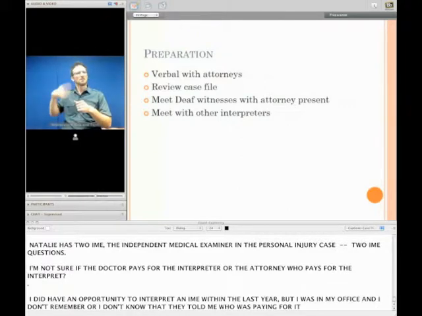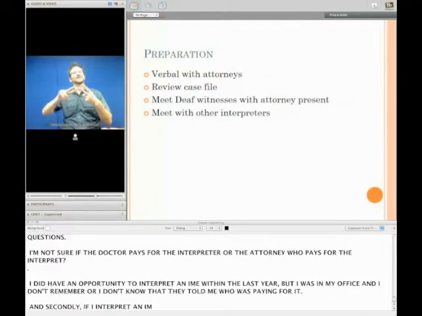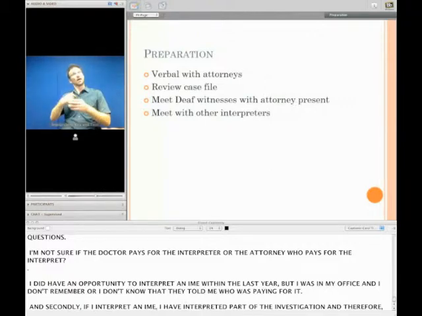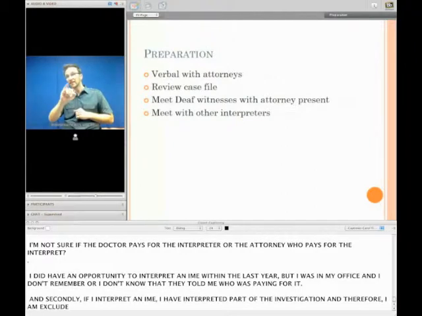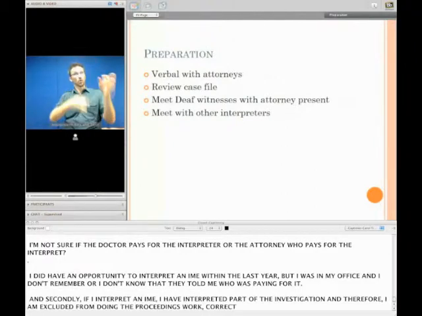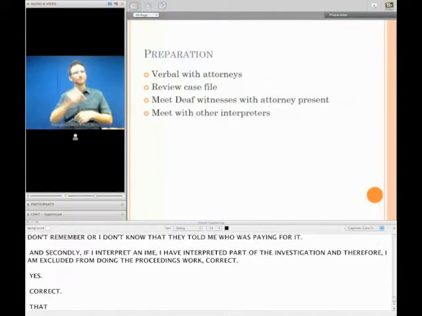And secondly, if I interpret an IME, I have interpreted part of the investigation. Therefore, I am excluded from doing the proceedings work, correct? Yes, correct. That's part of the investigation.